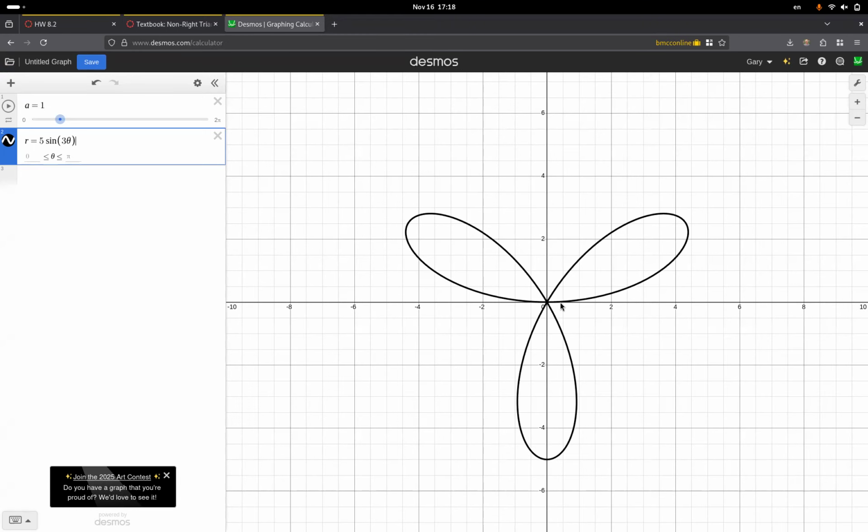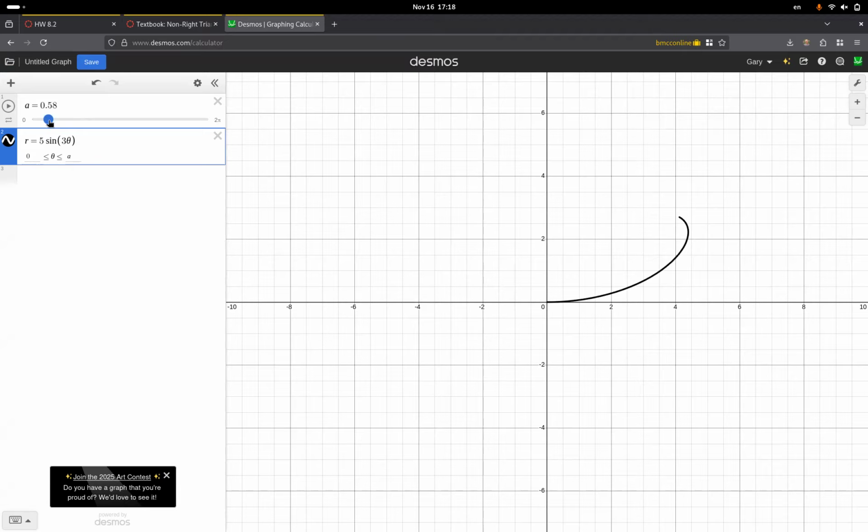Now, I don't get a good idea about how this graph was created, so that's where I use A. What I want to have Desmos do is start the graph at theta equals 0 and just go up to the value A. So I'm just going to put A here as the endpoint for theta. Then I can move the slider for A to see how this graph is traced out. So if theta is 0, then the sine of 0 is 0. So I'd start at the origin or at the pole here.